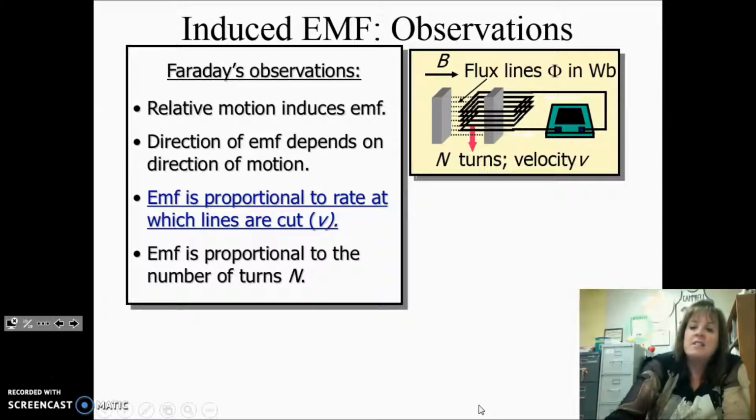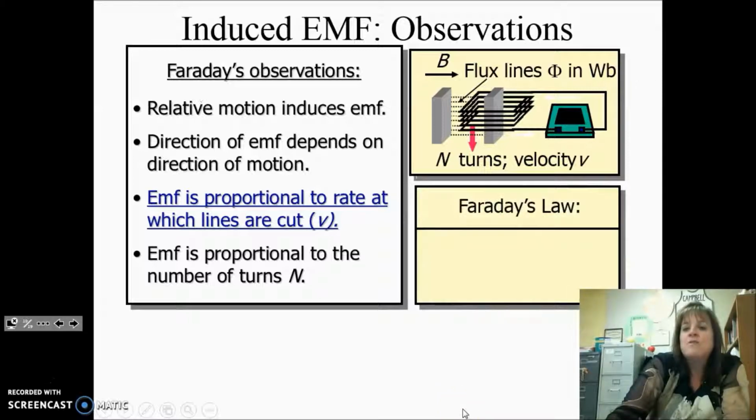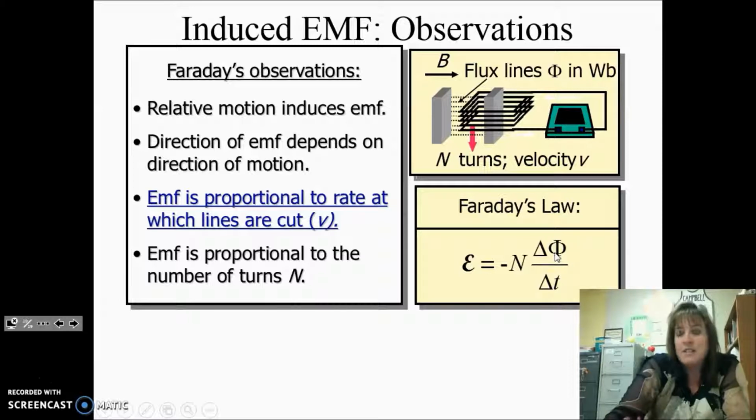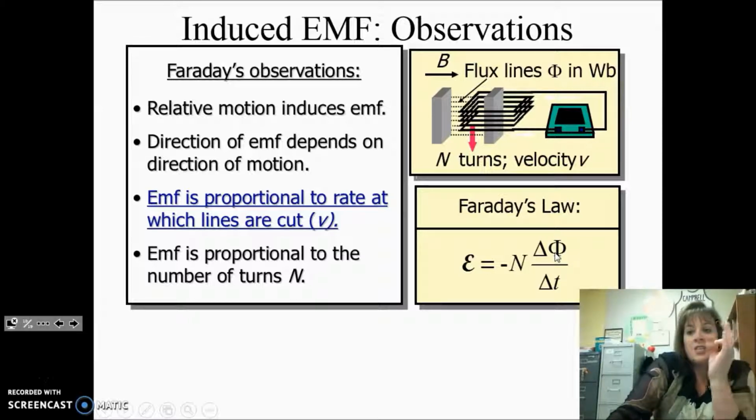So that leads us to our last equation, which is Faraday's law. Faraday's law says the voltage is equal to the number of coils times the change in flux over the change in time. So remember, flux is magnetic field times area. So the change in the flux, the magnetic field or the area, divided by the change in time, so how fast that happens, times the number of coils, gives us the amount of voltage.